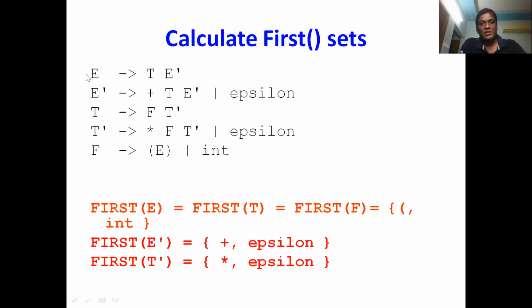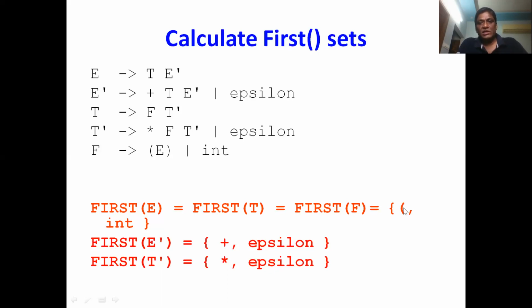Again I repeat, first of E is equal to first of T. First of T is equal to first of F. First of F is equal to the first terminal in the RHS productions. The first terminal is this one and also this one. These are two different productions. So the first terminal from the first production on RHS and the first terminal from the other production on RHS: open parenthesis comma int.